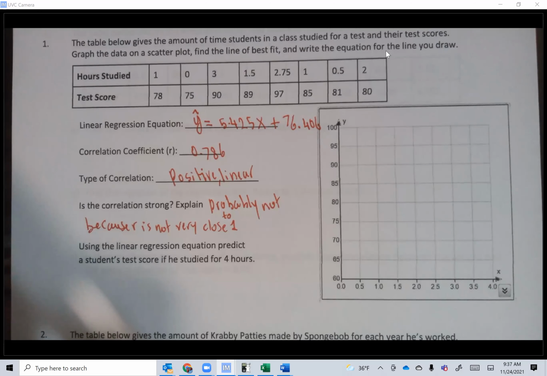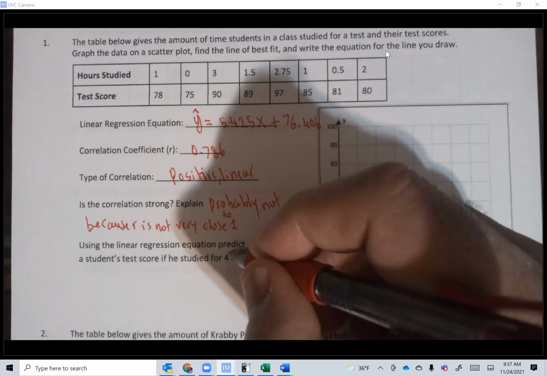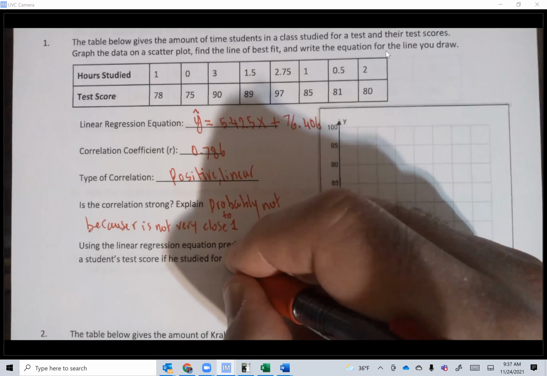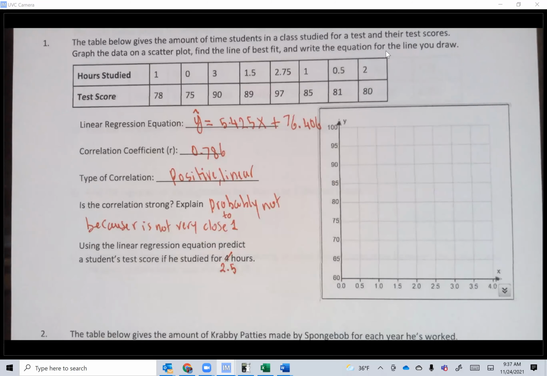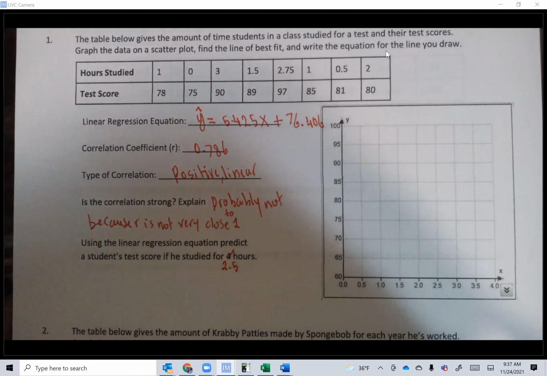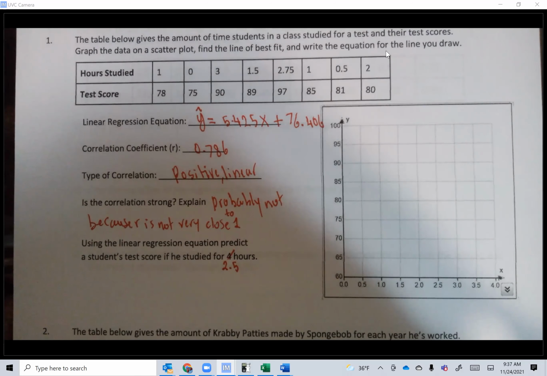Use the linear regression equation to predict a student's test score if he studied for, let me change this one here, 2.5 hours. The reason why I changed this one is because 4 is outside of the range, guys. It has to be within the range. So I'm just going to make it 2.5.